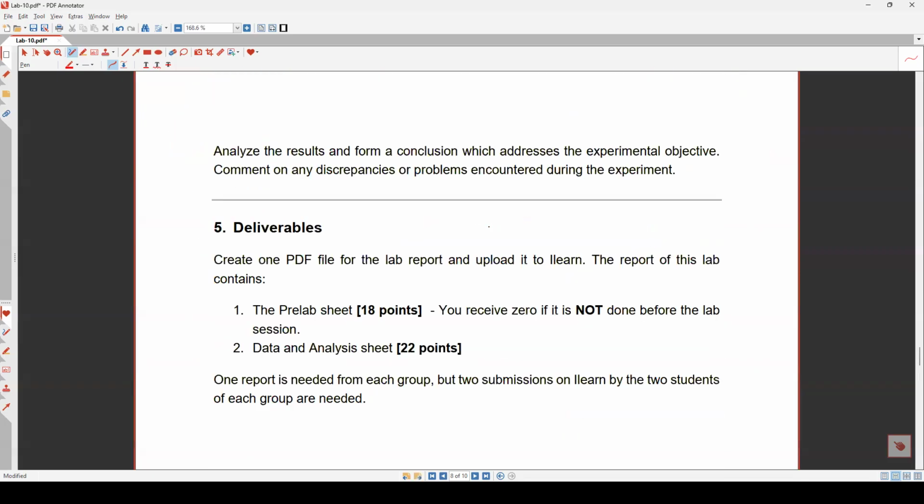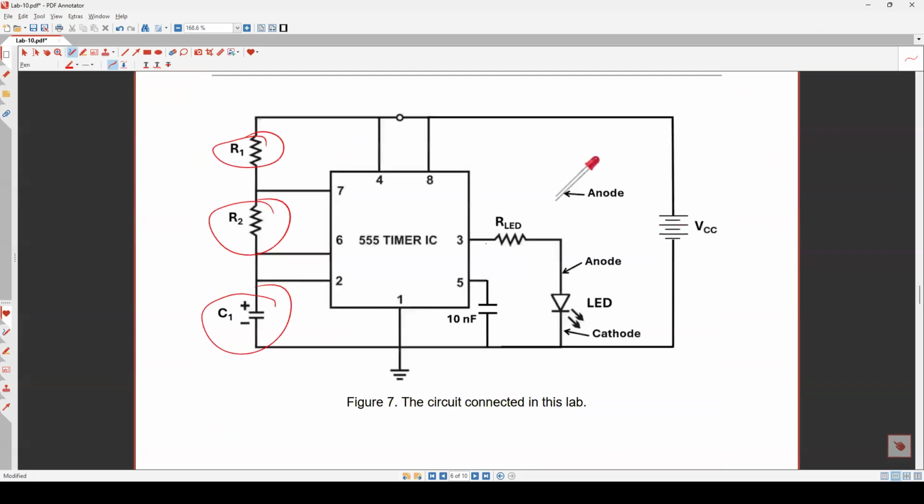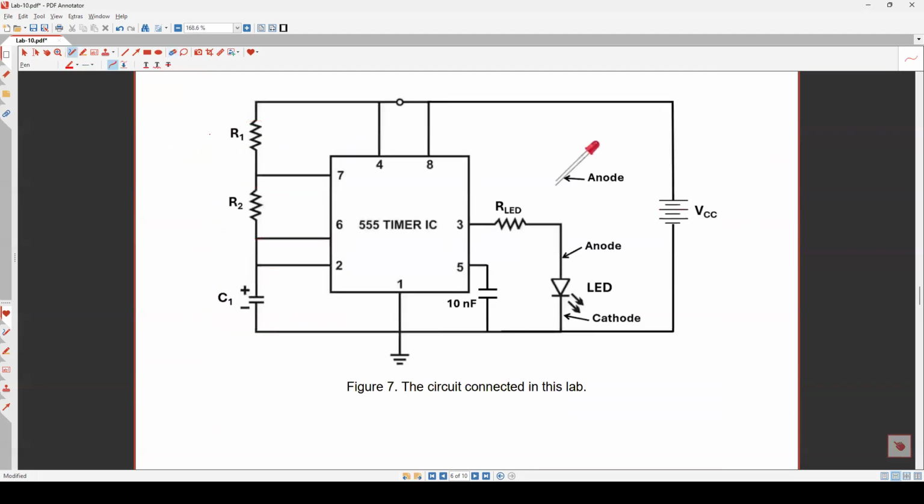Let me go here because this is the circuit you are going to connect. Once you decide in the pre-lab what R1, R2, and C1 are, the connection, as you see here, is very easy. The output you will get should be something like that: 0 volt here, and VCC. This is T high, and this one is T low, T high and T low, this way.